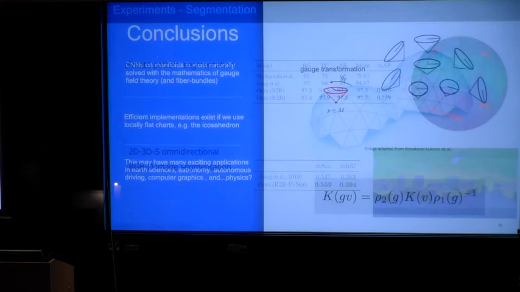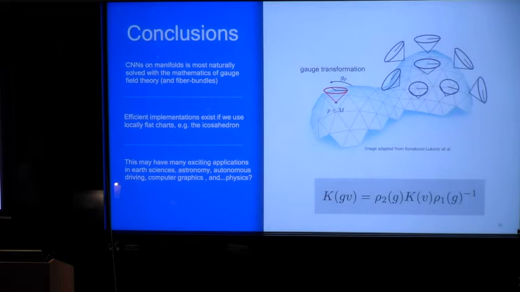So in conclusion, you can do convolutional neural networks on manifolds naturally, but you have to introduce gauge fields, basically, which is really cool, I find. You cannot avoid it. It's exactly the same as going from special relativity to general relativity. You get stuck with these holonomies, and the solution to these holonomies are gauge fields and parallel transport.